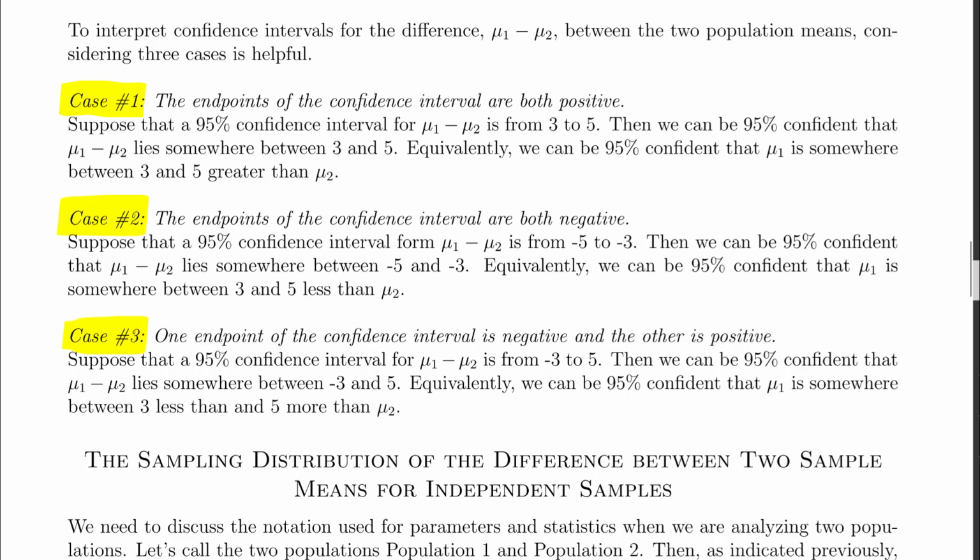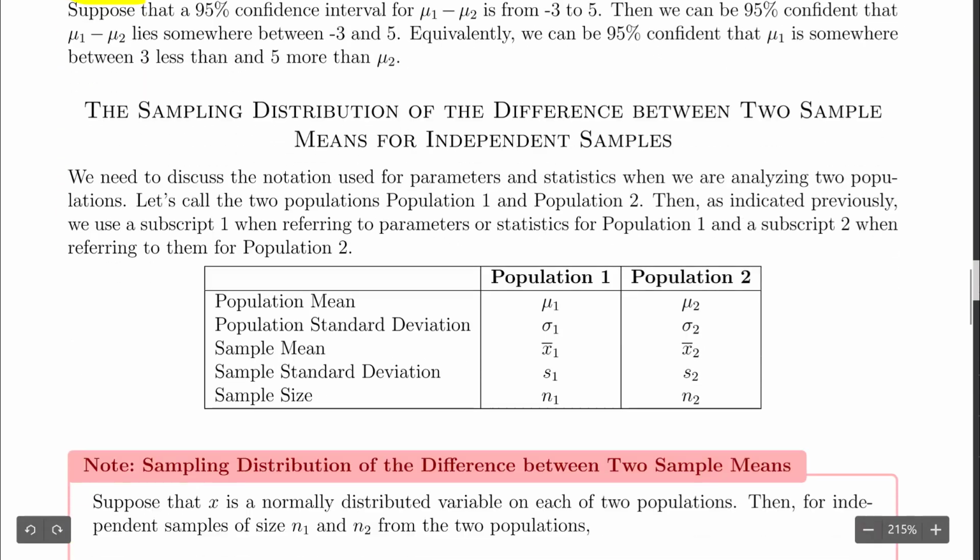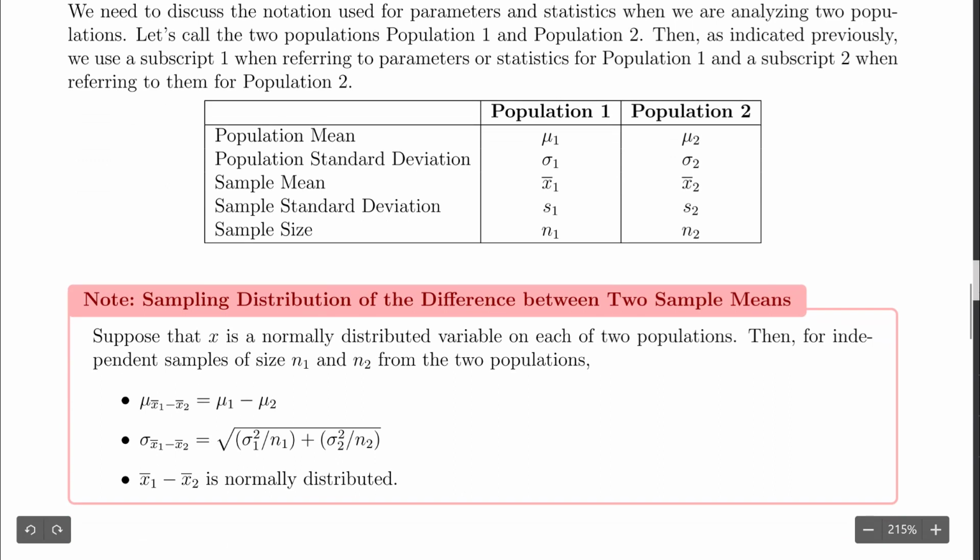The first case is where they're both positive. The second case is where they're both negative. And then the third case is where one is positive and one is negative. And that helps you to see how to write out your interpretation of that confidence interval. Our notation is still the same. We're just using the subscripts to indicate which population it refers to.